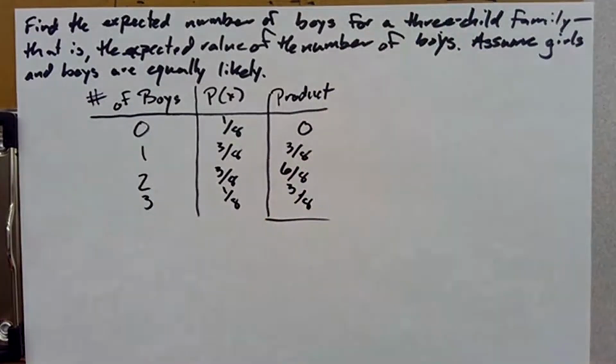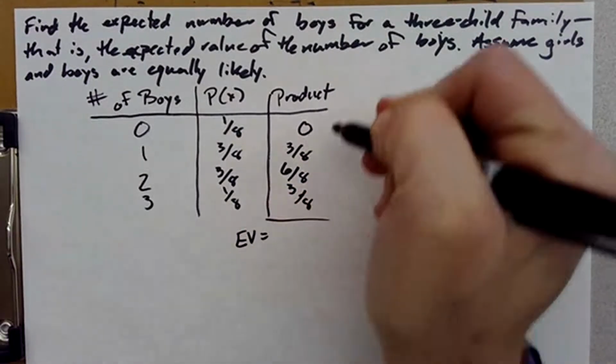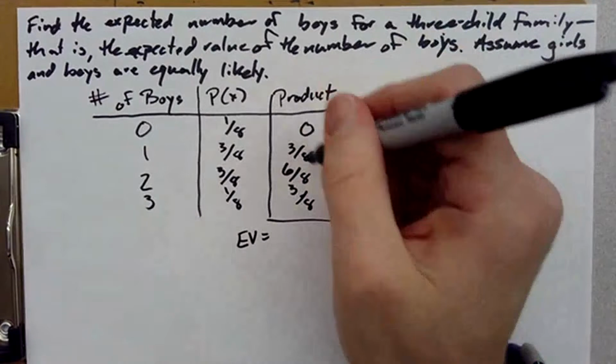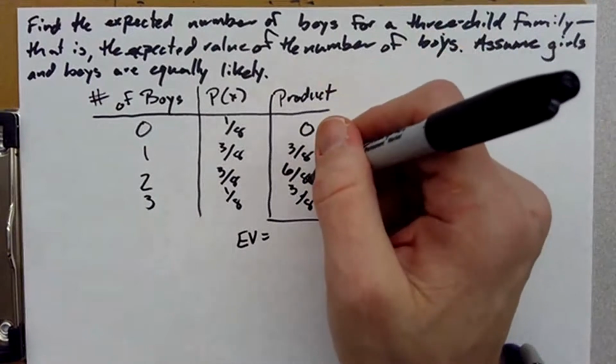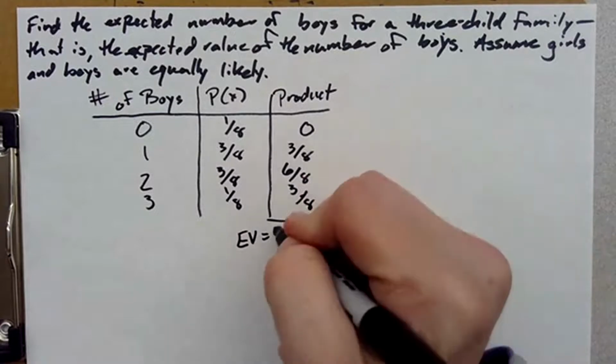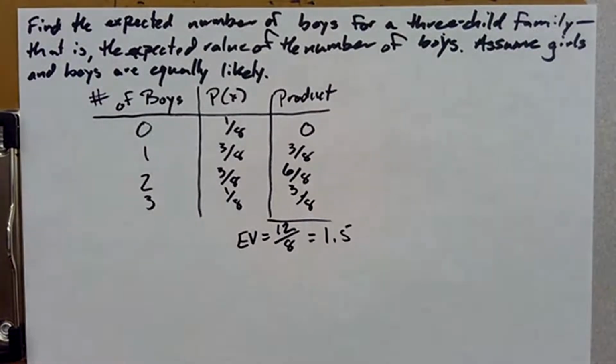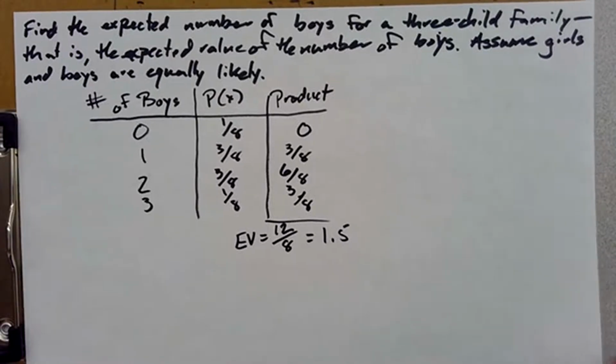Then the expected value is equal to the sum of this column. 0 plus 3/8 plus 6/8, that's 9/8. 9/8 plus 3/8 is 12/8. But 12/8 is 1.5. So our expected value is 1.5 boys in a 3-child family, which basically means there are 1 or 2. It's certainly more likely to get 1 or 2 than it is to get 3.